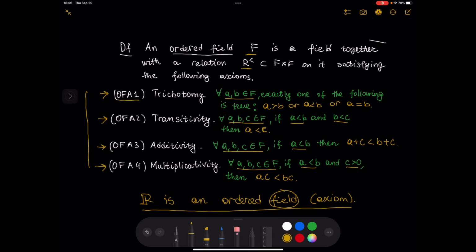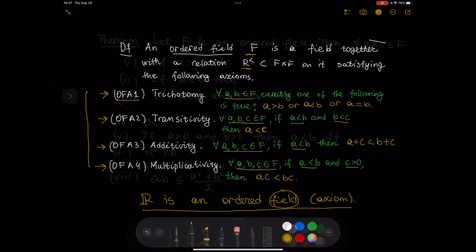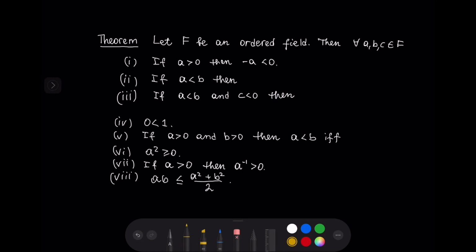So we are amassing more and more axioms for R. You may say that you can state many more properties of inequalities for the real numbers. So how come all of those properties are not reflected in the ordered field axioms? This is because from the axioms of the ordered field, we can derive many more properties. So here is a theorem. Let F be an ordered field. Then for all elements A, B, and C in F, the following 8 properties are true.